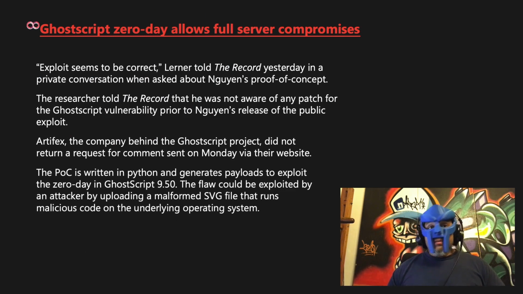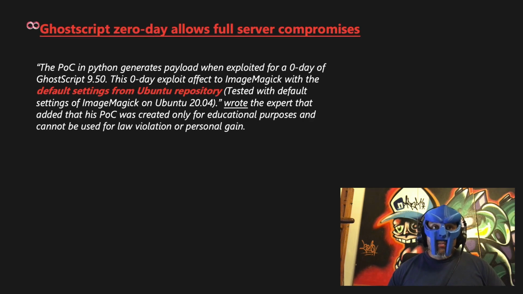The POC is written in Python and generates payloads to exploit the 0-day in Ghostscript 9.50. The flaw could be exploited by an attacker by uploading a malformed SVG file that runs malicious code on the underlying operating system.